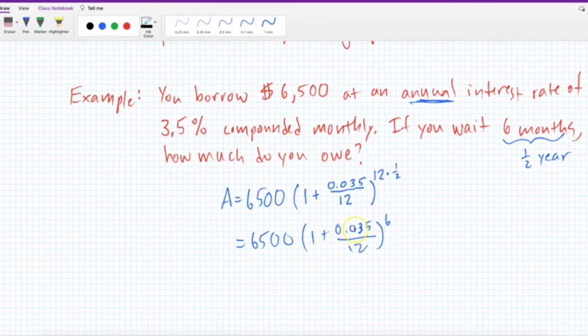In this case, you would start with 0.035 and then divide that by 12. And then you would add 1, right? We're just following the order of operations here. And then you would raise that to the 6th power. And then finally, you would multiply that result by 6,500. Okay, so doing this one operation at a time gave me this value.